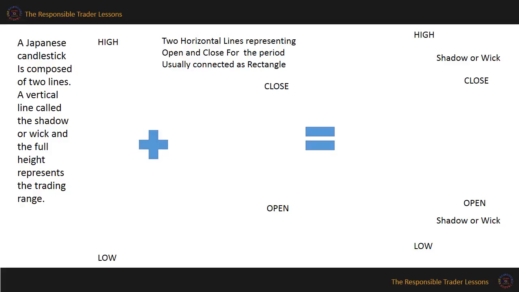A Japanese candlestick is composed of two lines. A vertical line called the shadow or wick, and the full height represents the trading range. Two horizontal lines represent the open and close for the period, usually connected as a rectangle.